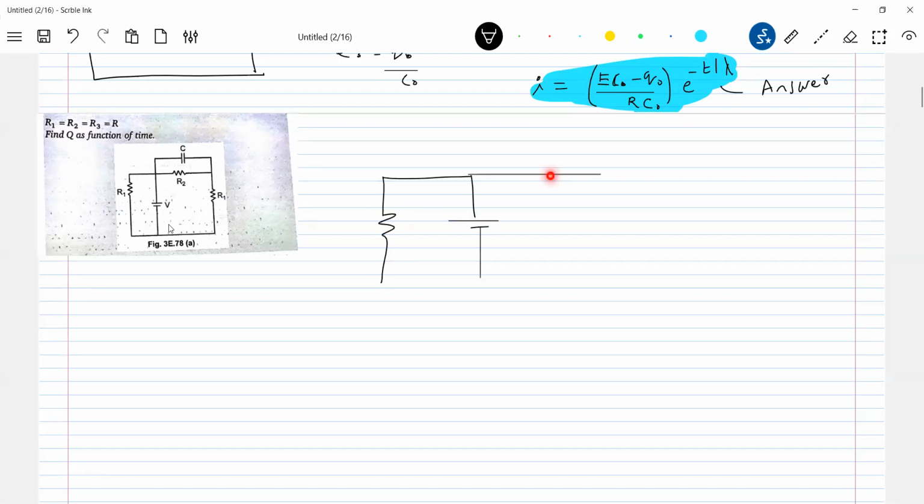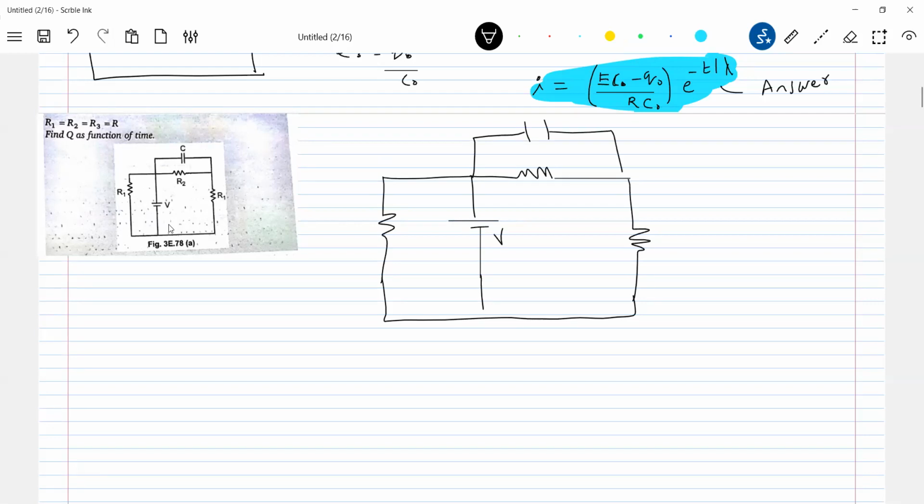I think I gave some formulas for you, like I gave another alternative method. What is the alternative method? We know the charge will increase exponentially. So find the steady state charge and calculate the time constant, and directly you can write the expression for charge. Or else, you can go for the loop equation. In the loop equation, you should be very particular about the distribution of current.